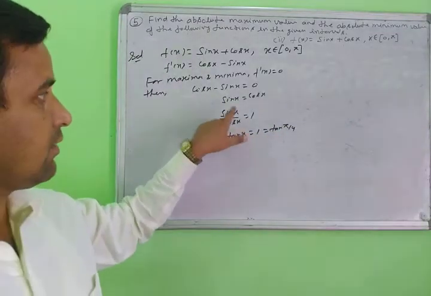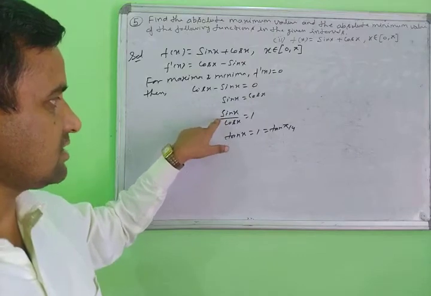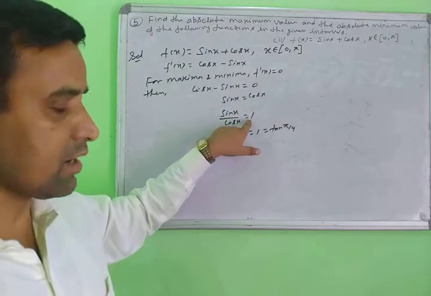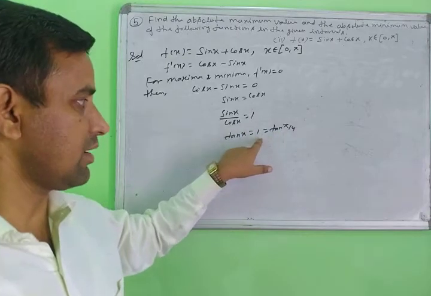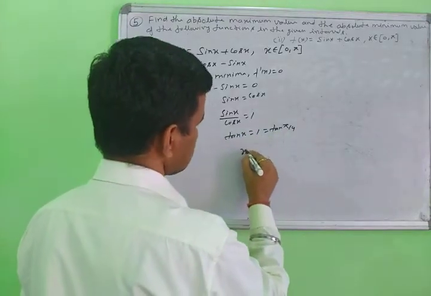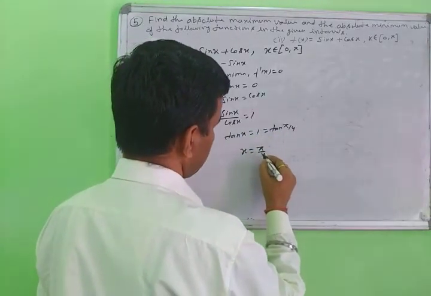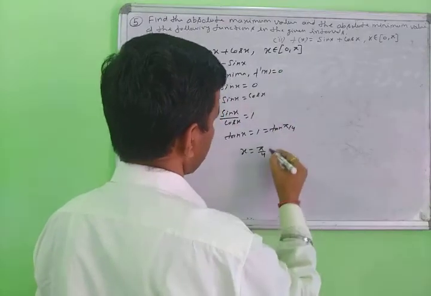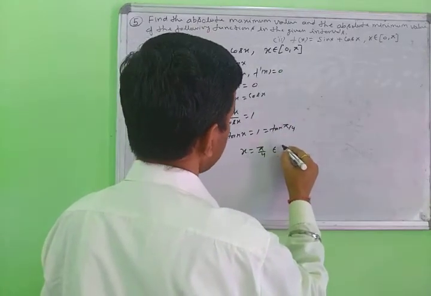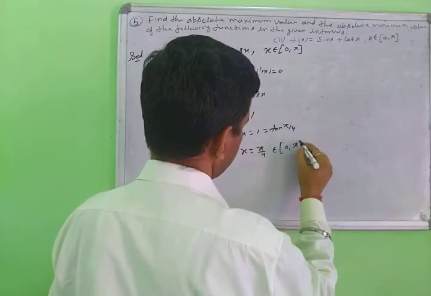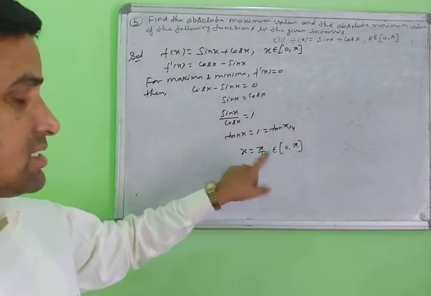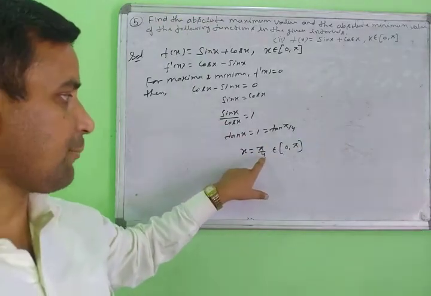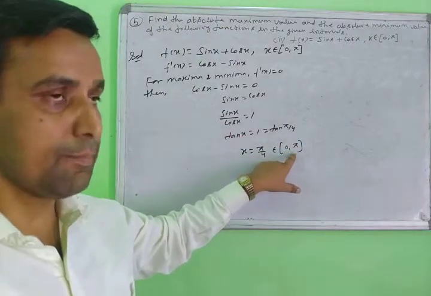So the value of tan x is equal to tan pi by 4, and the value of tan pi by 4 is 1. So the value of x equal to pi by 4, which belongs to 0 to pi. That means you will take the points here: pi by 4, 0 and pi.